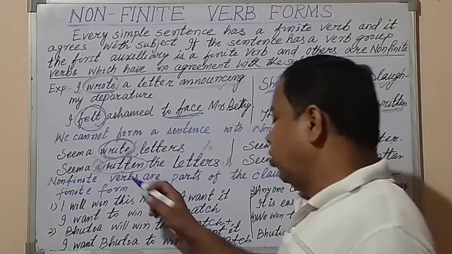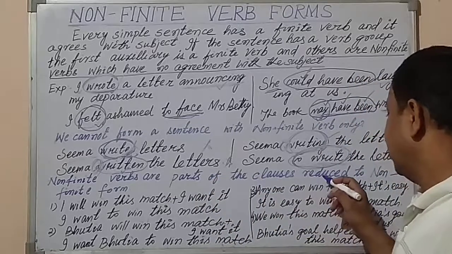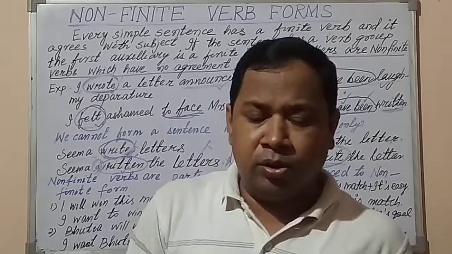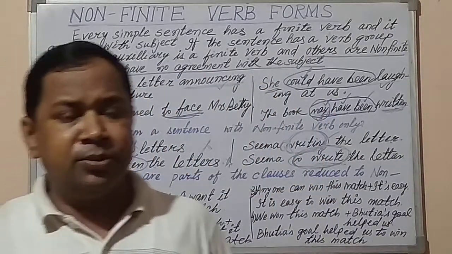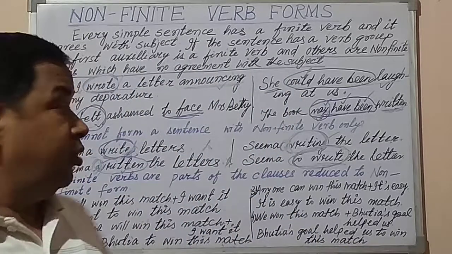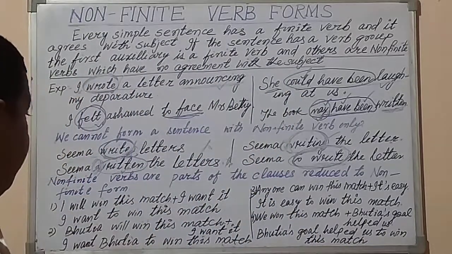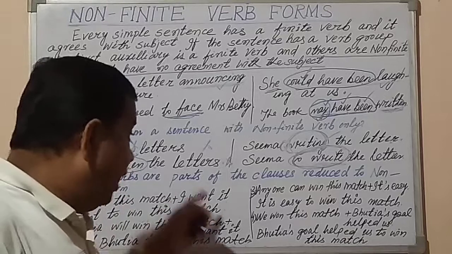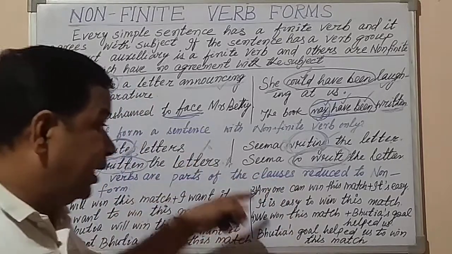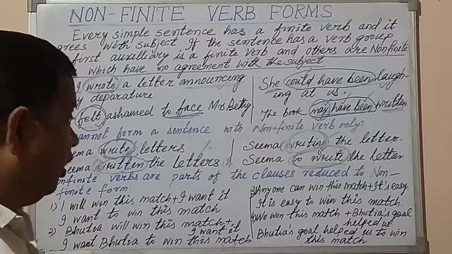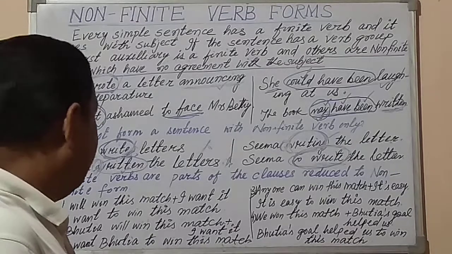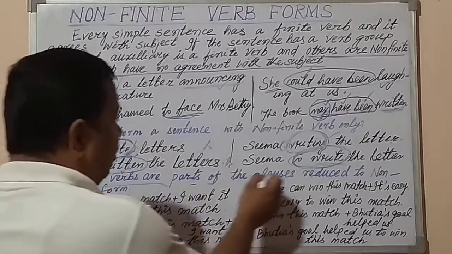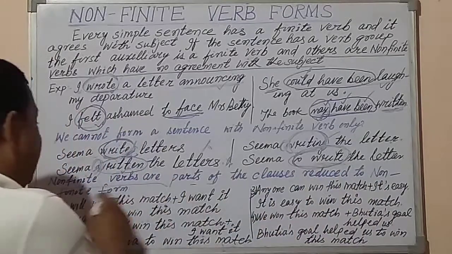And let us see, non-finite verbs are part of the clauses reduced to non-finite forms. So let us know more. What are the non-finite verbs? The non-finite verbs or non-finite forms are the verbs that are part of the clauses which are reduced to non-finite form. So non-finite verbs are parts of the clauses reduced to non-finite forms.